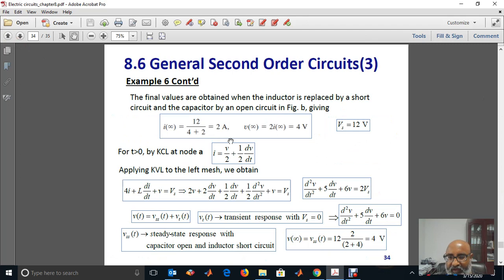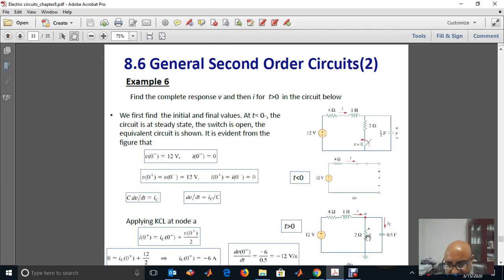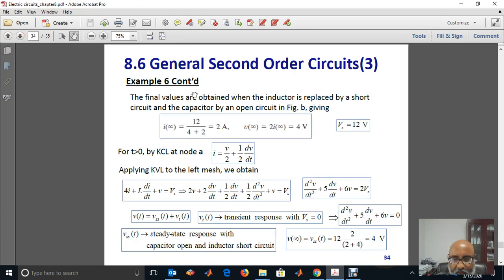What about V at infinity? The voltage across the capacitor at infinity is simply the voltage across the 2 ohm resistor. That is 2 times I at infinity, which is equal to 4 volt. So we found V at infinity and I at infinity.